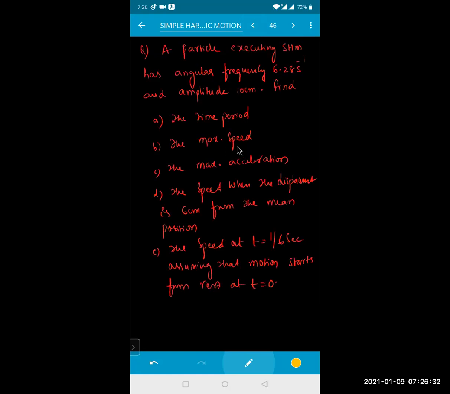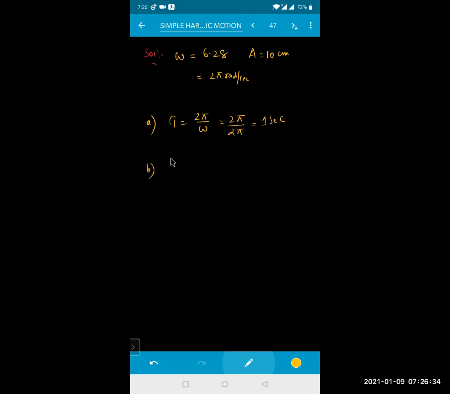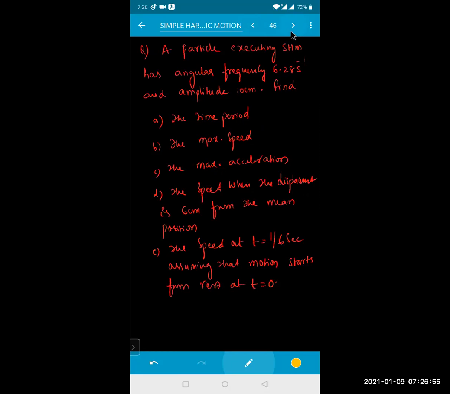The maximum speed. Now tell me, what is the maximum speed formula? Make it fast. V max is equal to A into omega. Yes, sir. Isn't it? So amplitude is given as how much for me? 10 centimeters into omega value, which is how much for me? 2 pi. That will be equal to 20 pi centimeters per second. Yes, sir. Right.